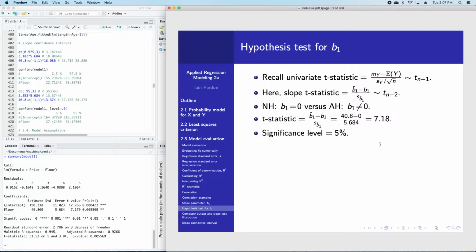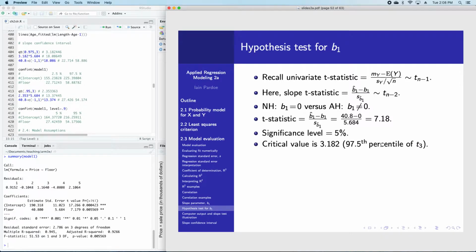We're going to do the test at a significance level of 5%. And so we could do the test either using a critical value and seeing if our test statistic falls in the rejection region, or we could find the p-value and see if the p-value is smaller than our significance level.